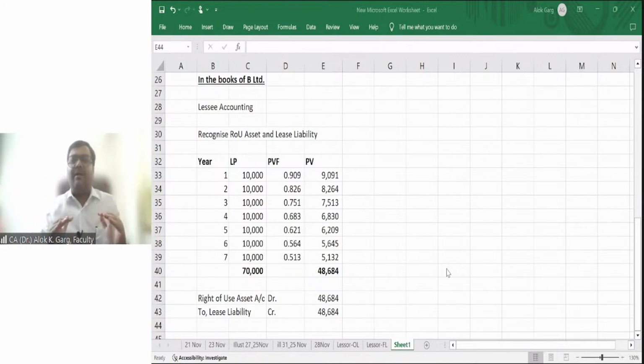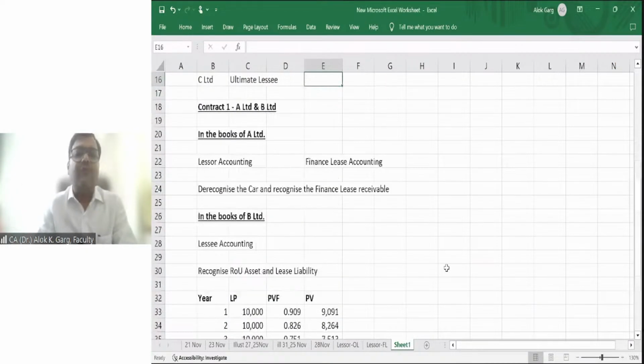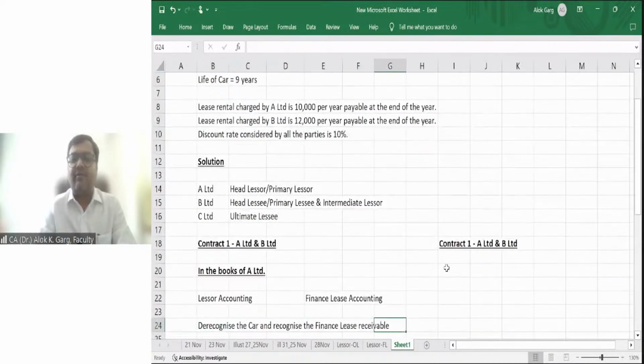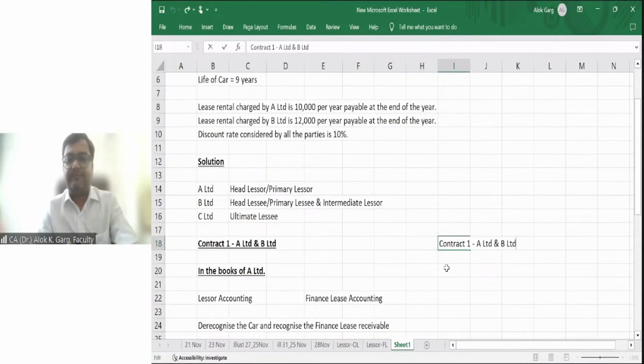I did the accounting of the first contract, lessor accounting and lessee accounting. Simple, right? Now let's move to contract number 2. What is contract number 2? Contract number 2 is B Limited subleases his car to C Limited. B Limited and C Limited. This is my contract number 2.